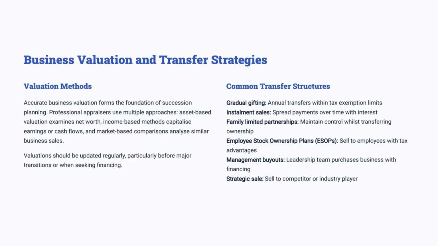Accurate business valuation is crucial in succession planning. Appraisers use asset-based, income-based, and market-based methods. Regular updates are essential, especially before transitions. Transfer structures include gradual gifting, installment sales, family limited partnerships, employee stock ownership plans, management buyouts, and strategic sales. Each offers unique benefits and challenges, impacting control, tax implications, and business continuity.